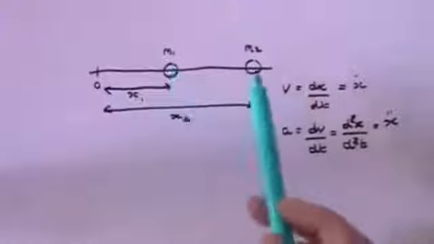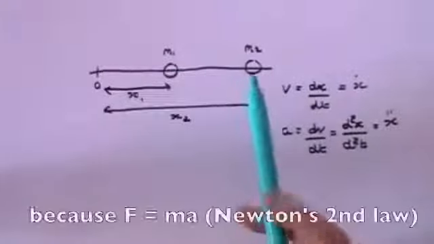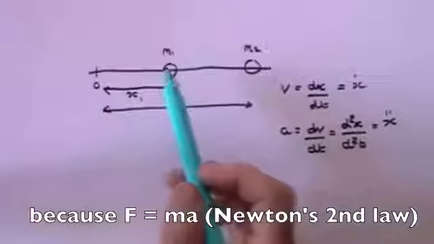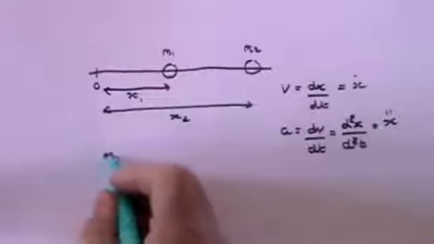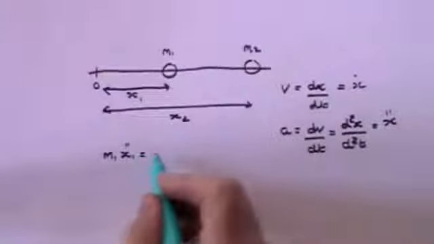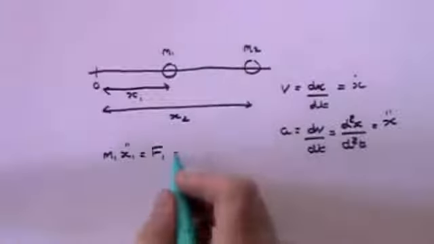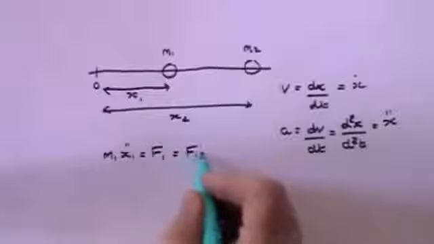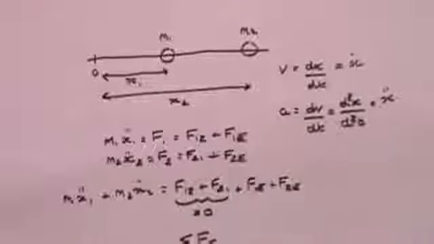Now, if these masses are subject to forces, then they will accelerate. And we can say that with respect to the first mass, m1, x1 double dot is equal to the force on mass 1. And that is equal to the force on mass 1 by the object mass equals m2.